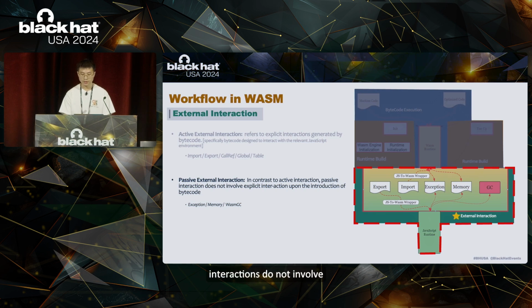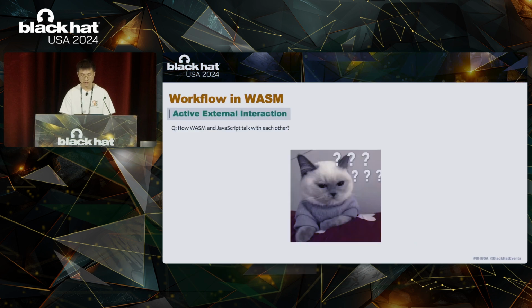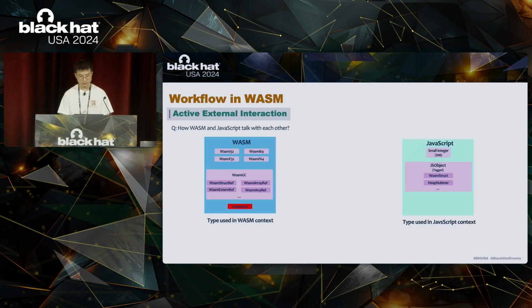Passive interactions, on the other hand, do not involve explicit bytecode. Instead, they occur through some mechanisms and object interactions. So how do JavaScript and WebAssembly exchange data with each other? As we can see, WASM and JavaScript use different type systems. For example, WASM uses types like I32 and struct_ref, while JavaScript uses types like SMI and JavaScript objects. So how do they pass variables to each other and communicate?